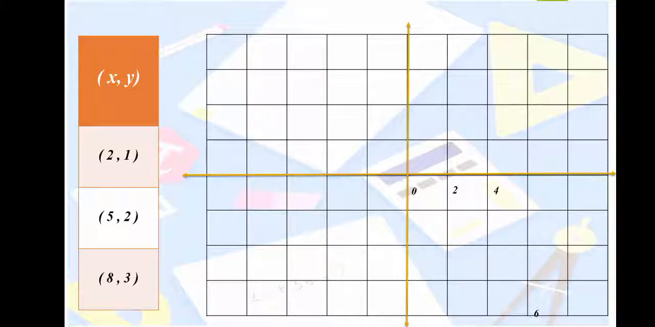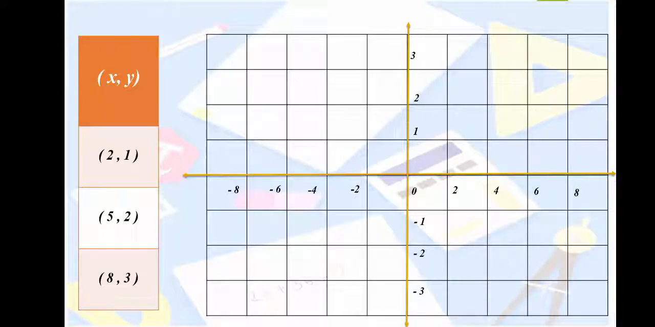Now for making the graph, the ordered pairs are (2, 1), (5, 2), (8, 3). Make a vertical and a horizontal line. Mark the origin. Now in the x column, 2, 5 and 8 are the numbers. So here 2, 4, 6, 8 are the points. Then on the negative x-axis, the points are -2, -4, -6 and -8. For the y-axis, the maximum value is 3. So the points are 1, 2 and 3. And the negative y-axis is -1, -2 and -3.